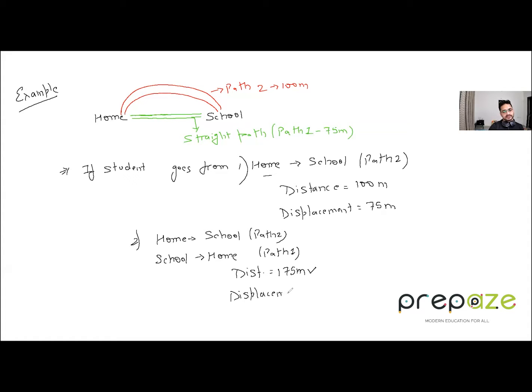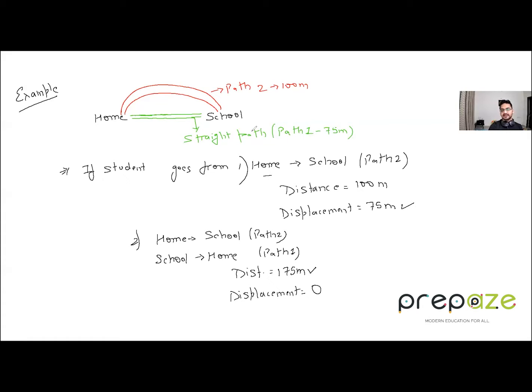Now, a lot of students say that it is 150 meters, because seeing this example, they say that from home to school is 75, and from school to home is again 75. But it is not 150 meters, it is simply zero. Why? Because now the object has come back to its original position. What was the definition of displacement? It was the distance between the initial and final position.